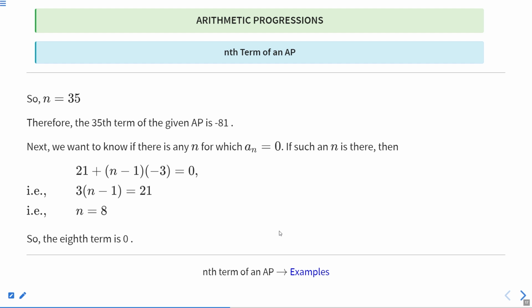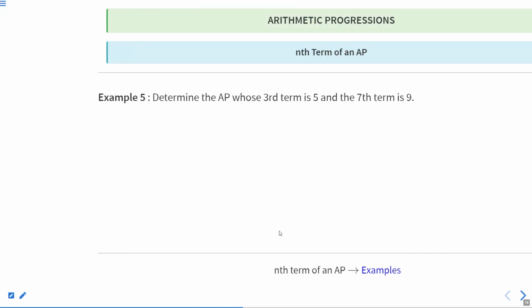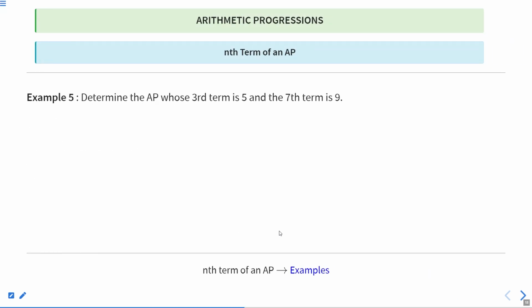Okay, so if we simplify this equation, then we get 3 times n minus 1 is equal to 21. That is, n is equal to 8. So the 8th term is 0. Now let us move to example number 5.